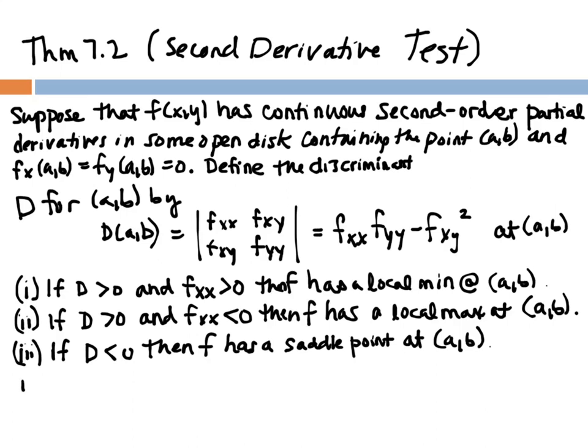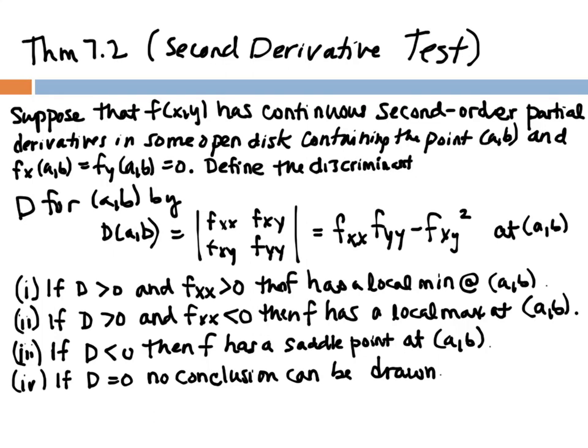Last one. This one's also very nice. Number 4. If the discriminant equals 0, because that's the only case we haven't done, right? No conclusion can be drawn. Now, this happens occasionally in the second derivative test in Calc 1 as well. If the second derivative is simply 0, it doesn't mean you don't have anything there. It just means that this test doesn't work. We have to do something different. Okay?